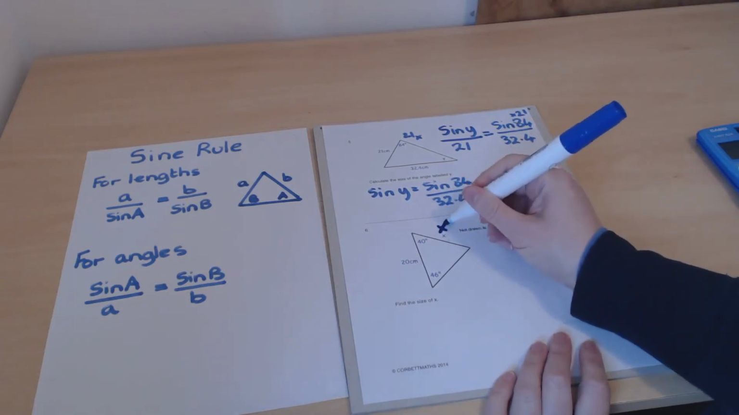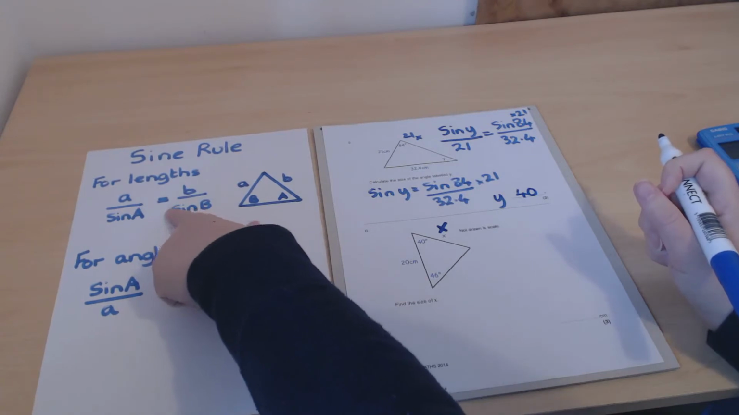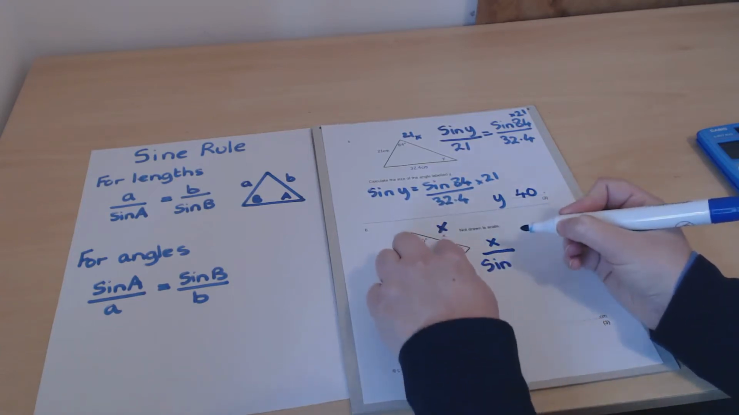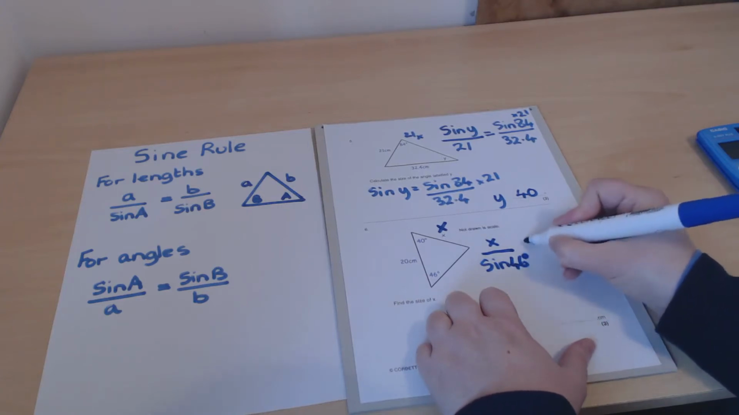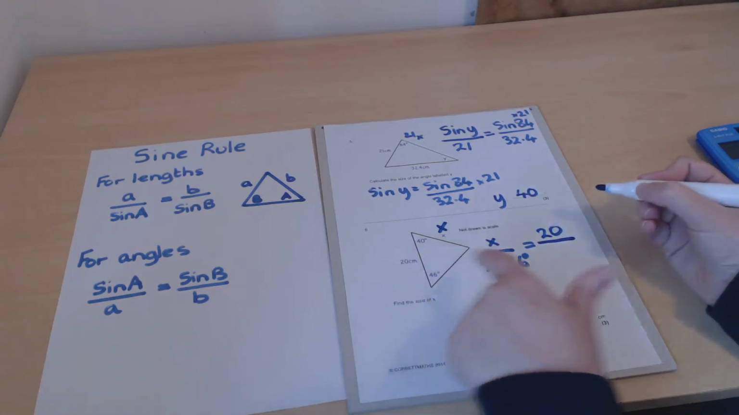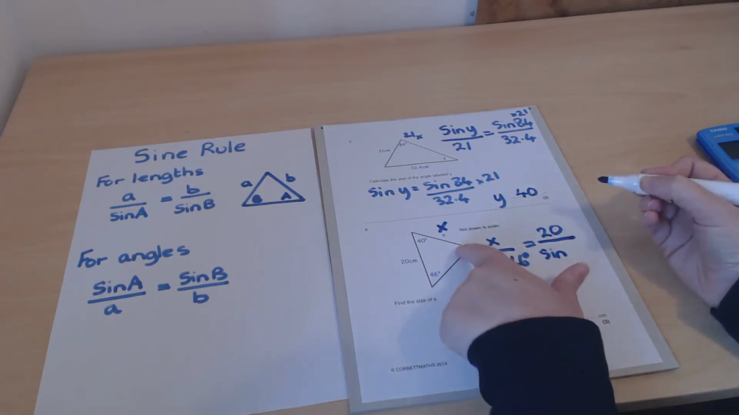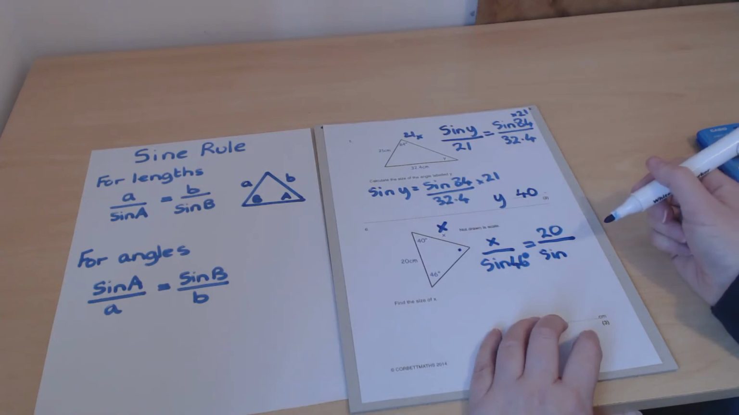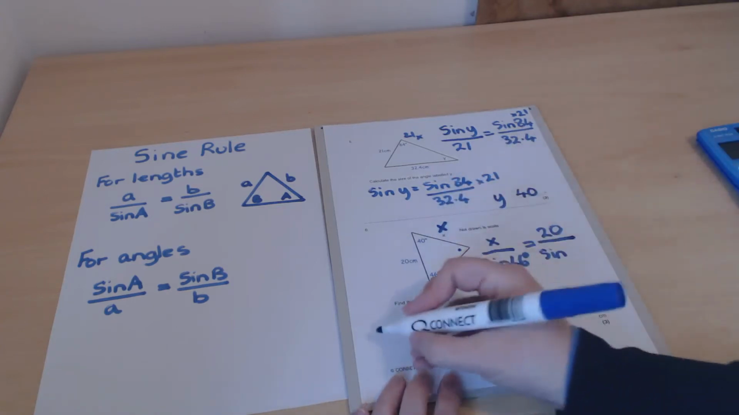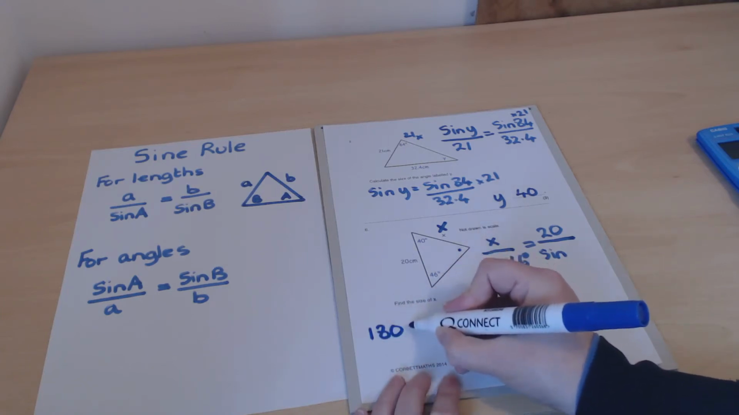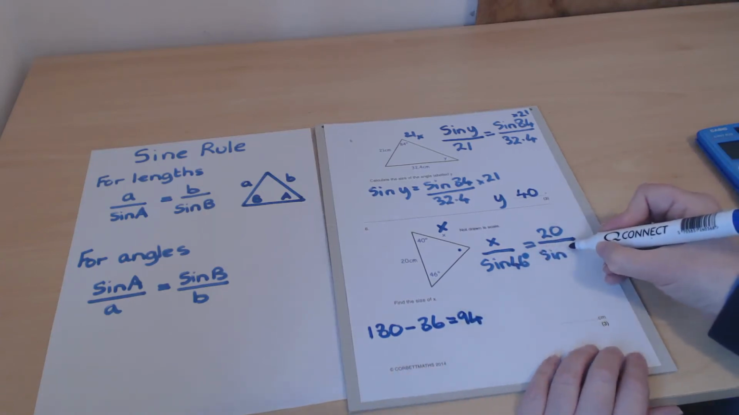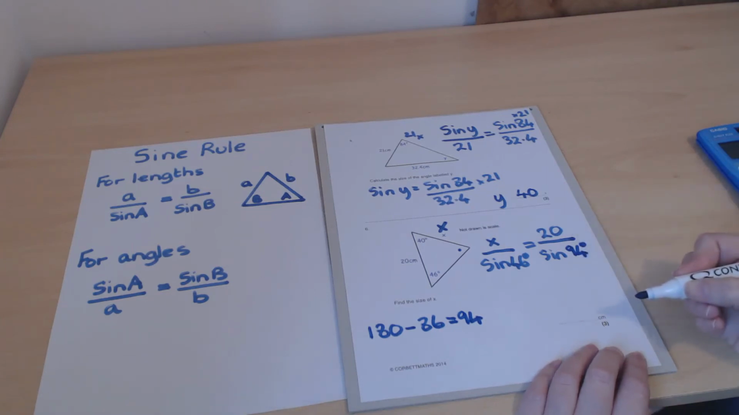Okay, one final one then here. So they want us to find this side here, x. So that means we need to use this version of the formula. So x needs to go over the sine of the angle that it's opposite, which is here 46 degrees. And that's going to be equal to the other side here, which we know, which is 20, over sine of the angle that it's opposite. But actually we don't know that angle at the moment, but we can of course work it out because we know these two angles, and angles in a triangle add up to 180. So 40 and 46 is 86, so 180 minus 86 is going to give us 94. So it's the sine of 94 degrees that's going to go underneath here.